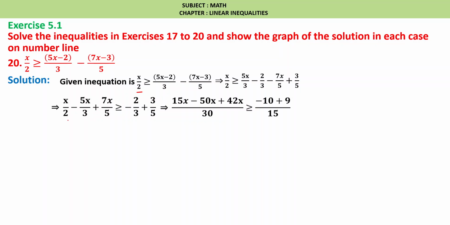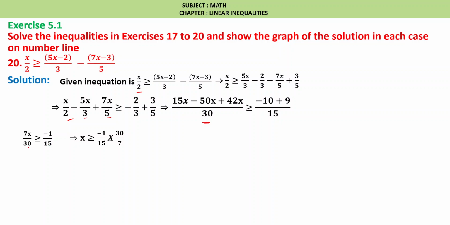Now let us take the LCM of 2, 3, 5. LCM is 30. So 15x minus 50x plus 42x divided by 30 is greater than or equal to, here the LCM of 3 and 5 is 15. Therefore, minus 10 plus 9 divided by 15. That is 7x by 30 is greater than or equal to minus 1 by 15.